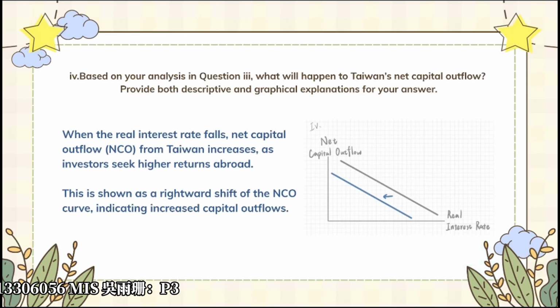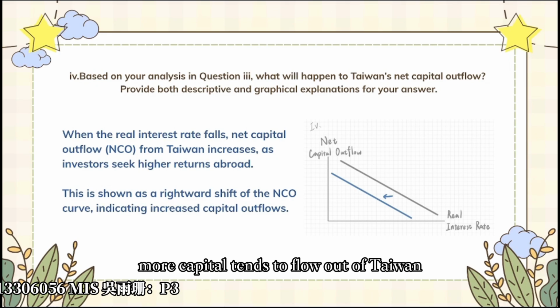Next. As the real interest rate falls, more capital tends to flow out of Taiwan in search of better returns abroad. This shows up as a rightward shift in the net capital outflow curve on the graph, indicating increased capital moving overseas.